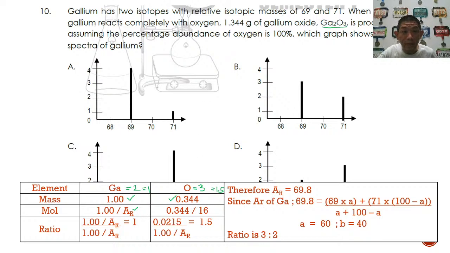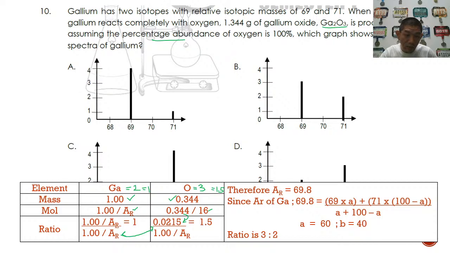Since the question already says that the percentage abundance of oxygen is 100%, we are going to presume that oxygen equals 16 here. After you calculate 0.344 divided by 16, you get 0.0215. And here, the ratio for the empirical formula is equal to 1. So it's 1.0 over Ar divided by 1.0 over Ar, isn't it? In other words, you substitute in here, and that is going to be the same for both of them.